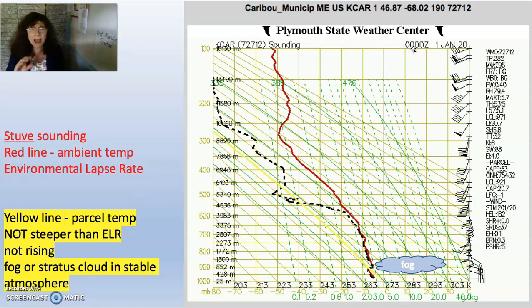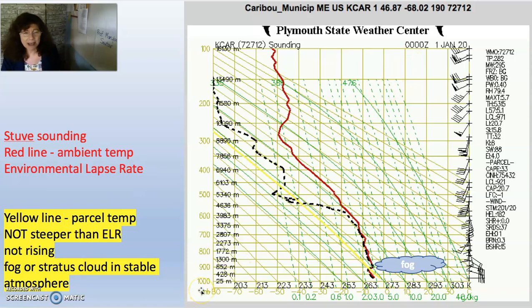This happens to be a visualization that is called a Stuve sounding. You'll see another different type of visualization in a minute or two. This is an easier one to understand, and the other one is an easier one to read. So we'll use both in our course, but I start with this one because it's easier to understand.